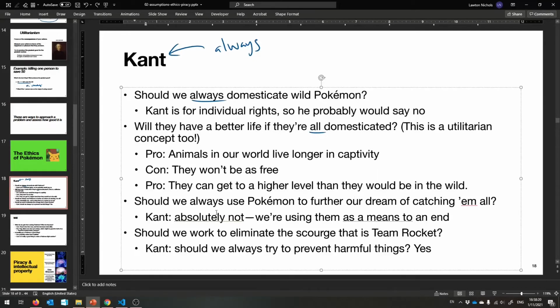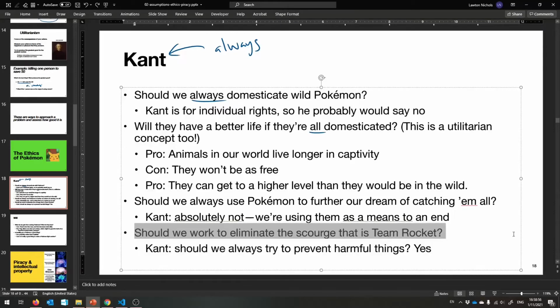Okay? All right, another question that Kant might ask is, should we always use Pokemon to further our dream of catching them all? Should we force Pokemon to fight for us? And Kant would say, absolutely not. No way, dude. That means we're using them as a means to an end. Technically, Kant is talking about humans in this case, but I'm going to apply it to Pokemon, because they are intelligent creatures. So that is one case where I think Kant would always say no, but you can argue against me. You can find another viewpoint that Kant might take. This is how philosophy works.